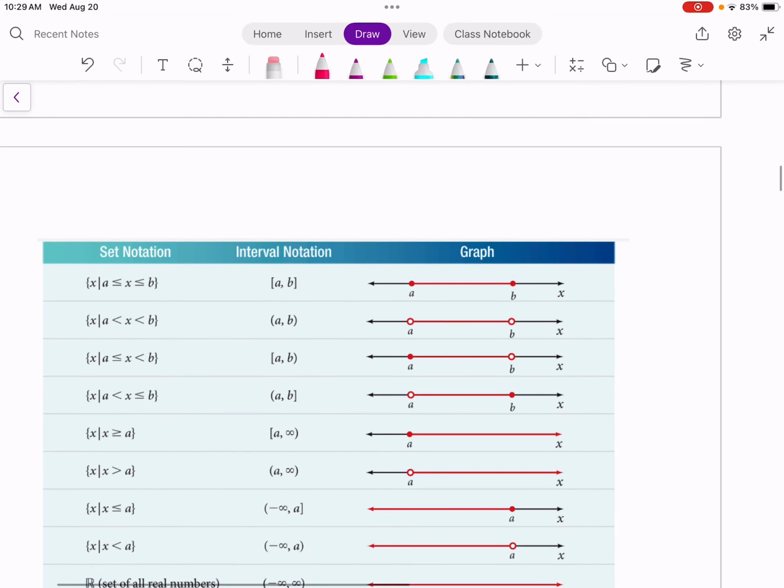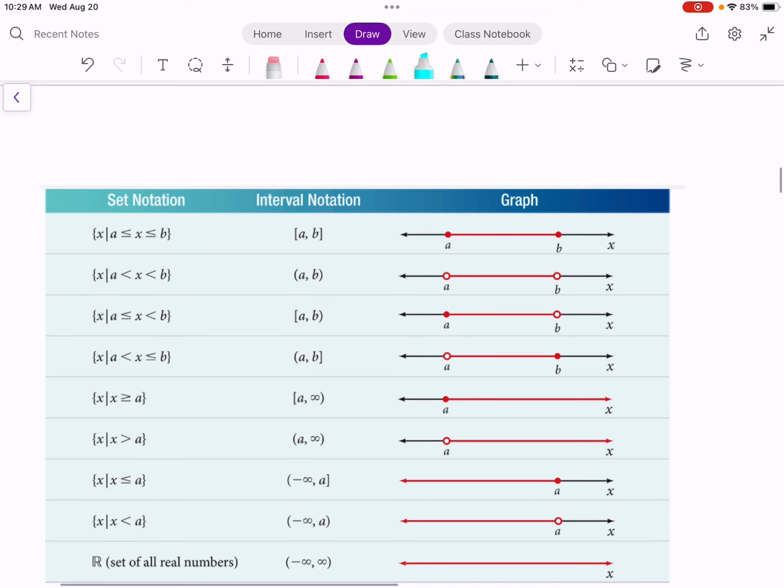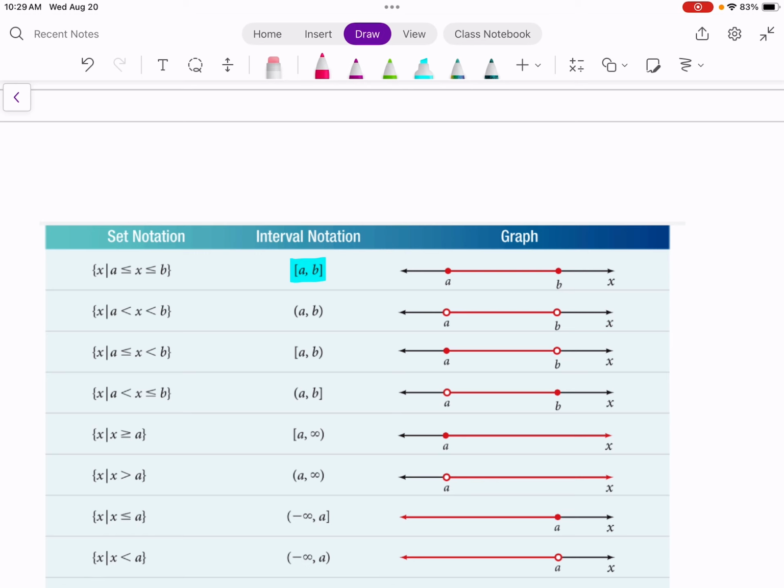Now we have interval notation. So let's start with this interval notation. Here we have a bracket, A and B, bracket. Now how do we read this? Let me use a specific example. For example, if you have 4, 6. How do you read this expression?